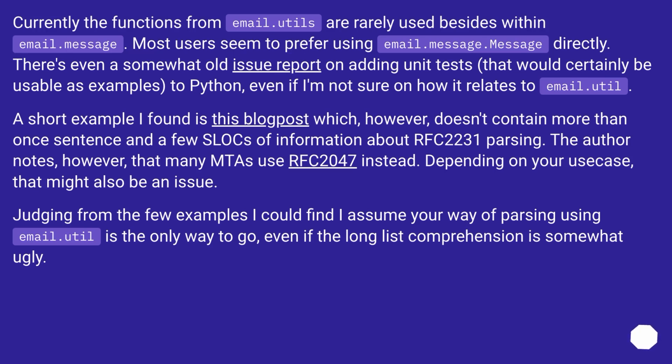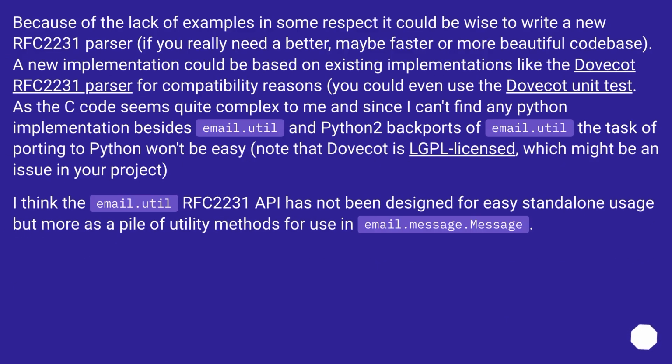Judging from the few examples I could find, I assume your way of parsing using email.utils is the only way to go, even if the long list comprehension is somewhat ugly. Because of the lack of examples in some respect, it could be wise to write a new RFC 2231 parser, if you really need a better, maybe faster or more beautiful codebase.